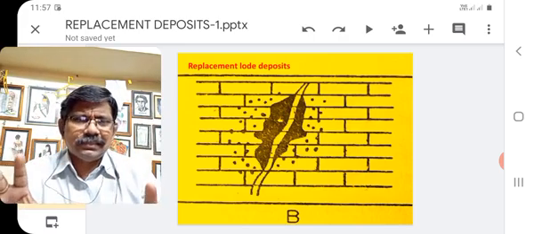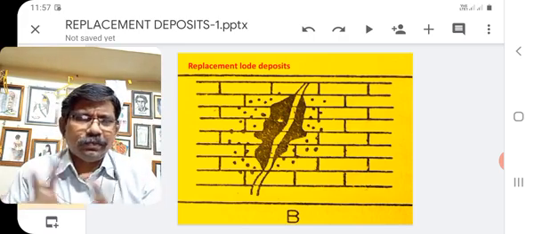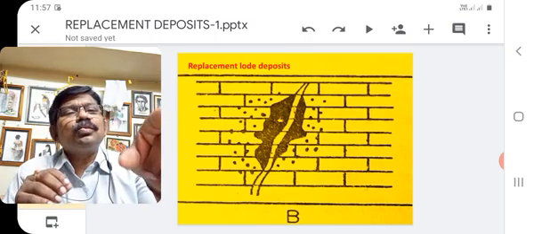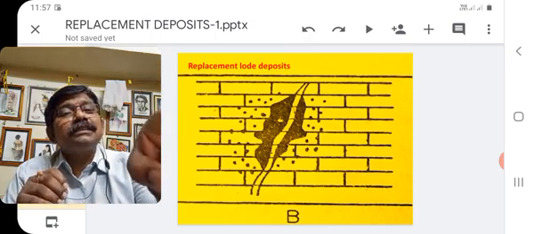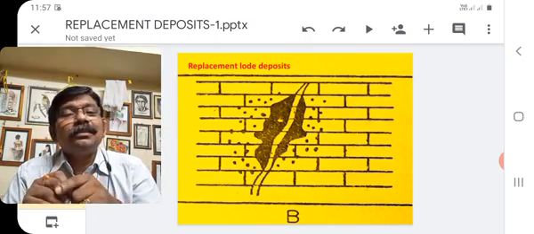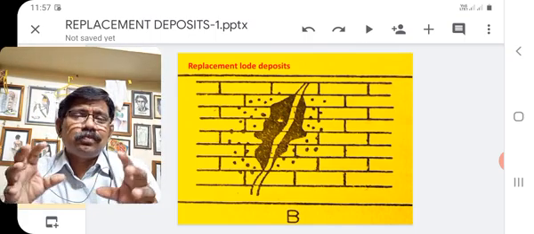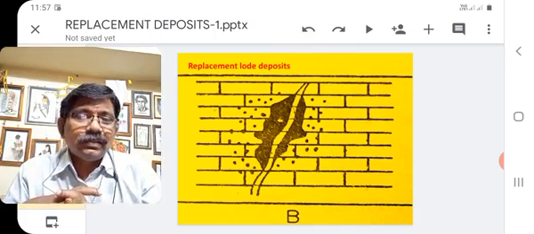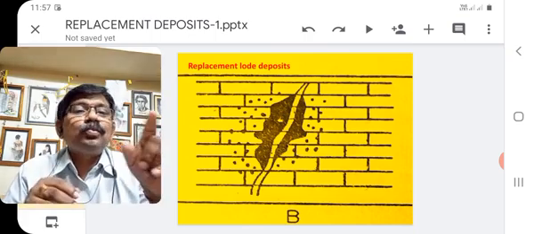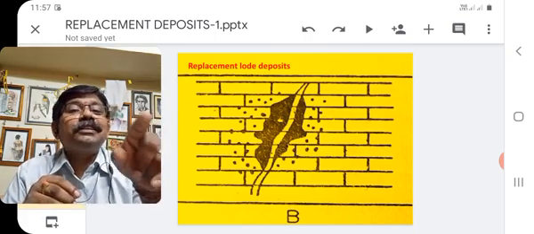Permeability is present, but not mostly permeable. And the pressure also, when it's forming this load deposition, is not specifically high. Then what happens? Here two types of deposits are mentioned.